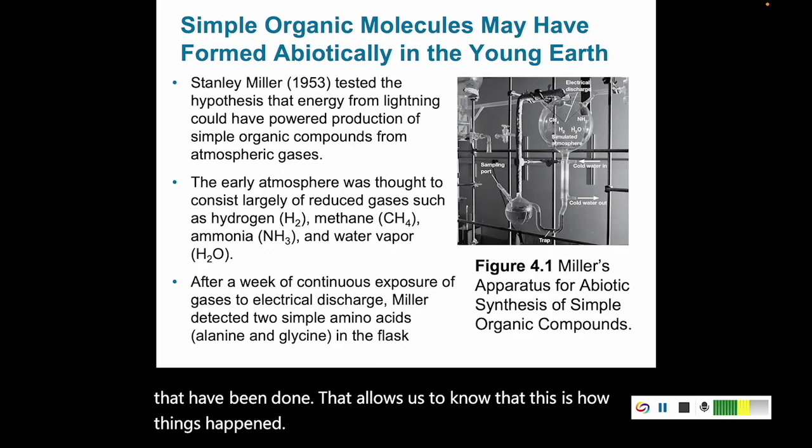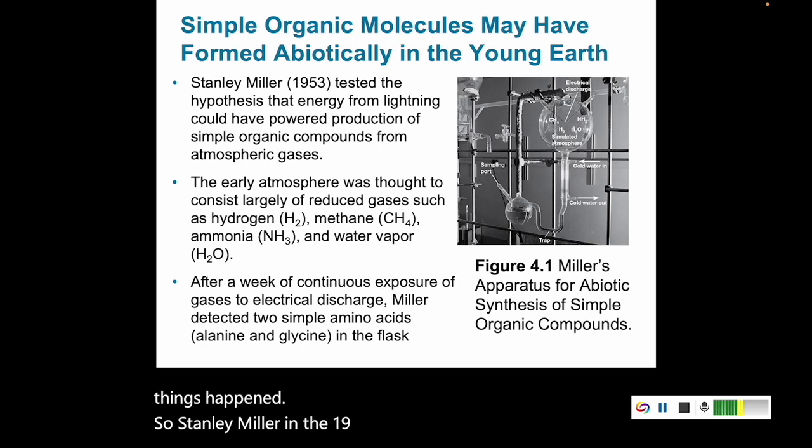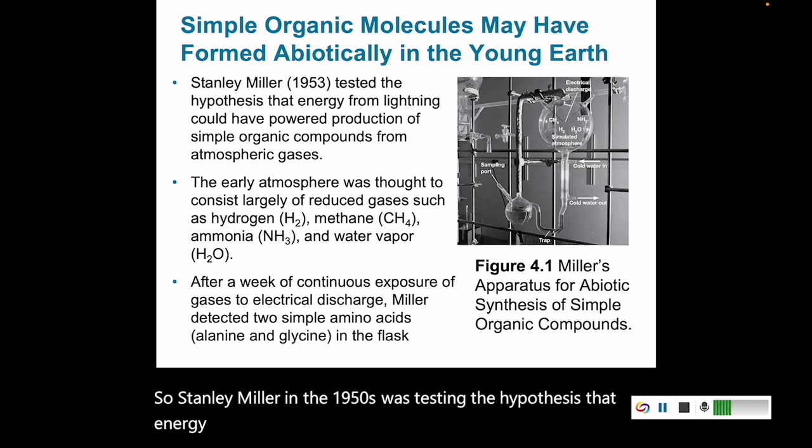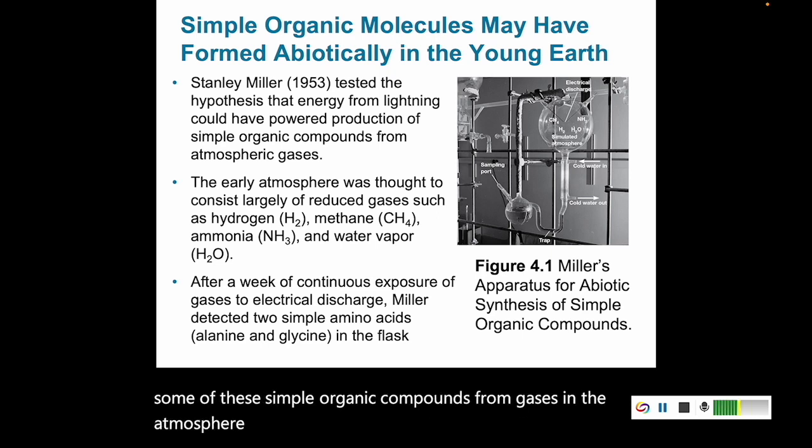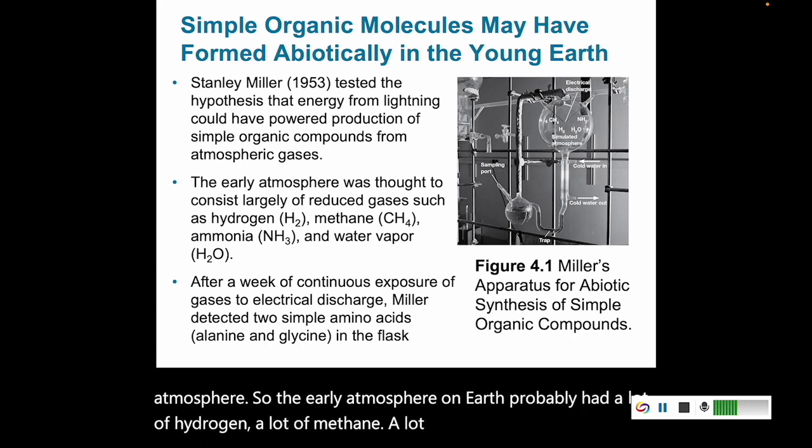So Stanley Miller in the 1950s was testing the hypothesis that energy from lightning could have powered the production of some of these simple organic compounds from gases in the atmosphere. So the early atmosphere on Earth probably had a lot of hydrogen, a lot of methane, a lot of ammonia, and a lot of water vapor.